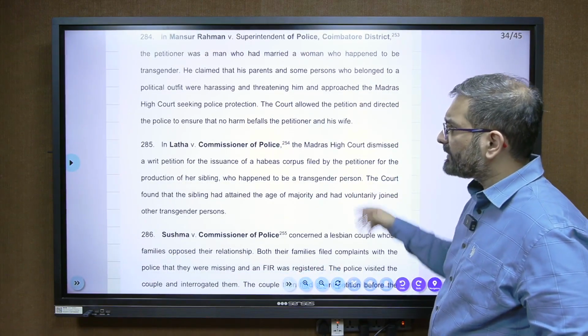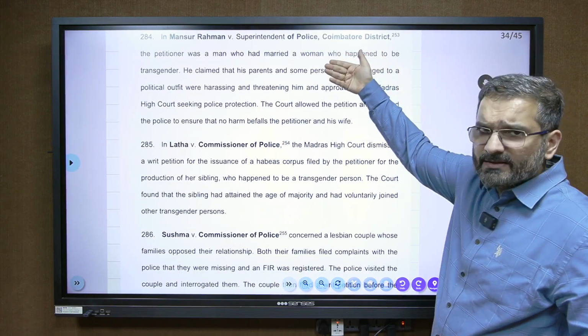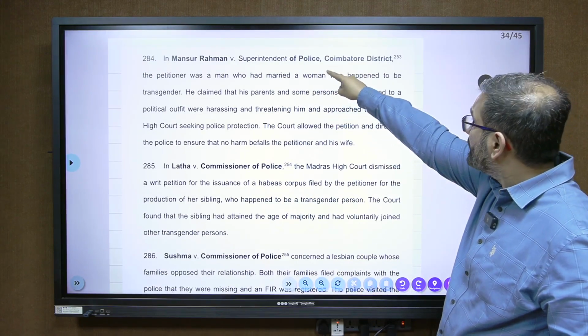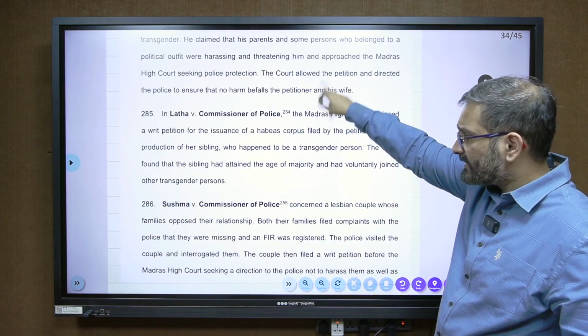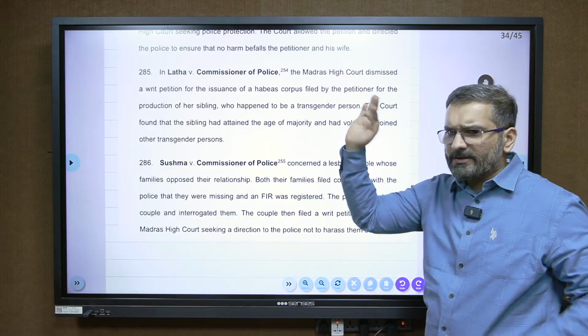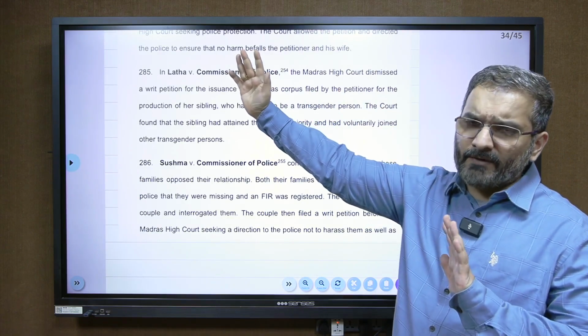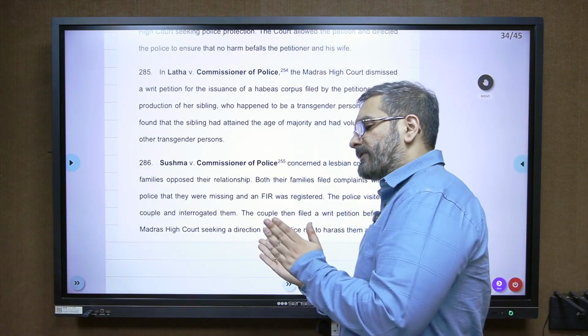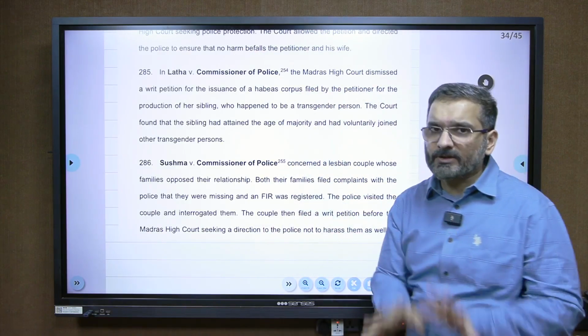Then the Supreme Court referred to other cases relating to transgenders: Mansoor Rahman versus Superintendent of Police, Lata versus Commissioner of Police, Sushma versus Commissioner of Police. The only MCQ that can ever pop up from these minor case laws is: which of the following is not related to transgenders? Three options will be these, and the fourth will be some random one.